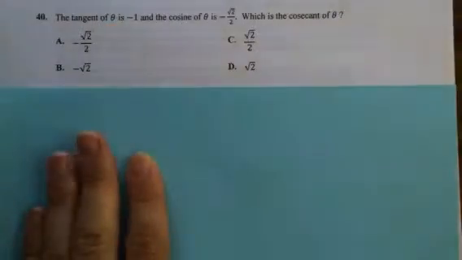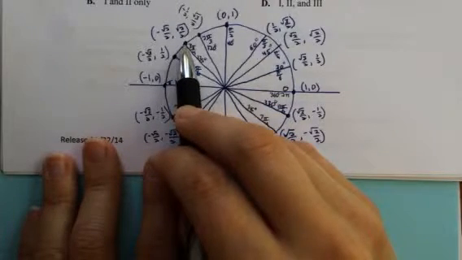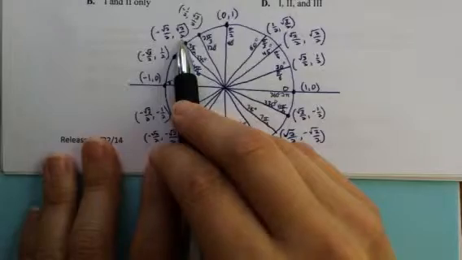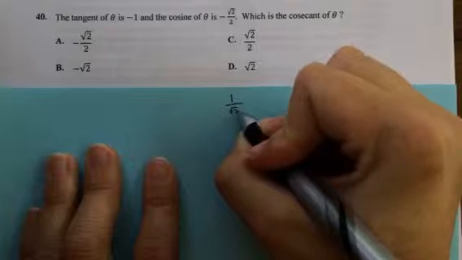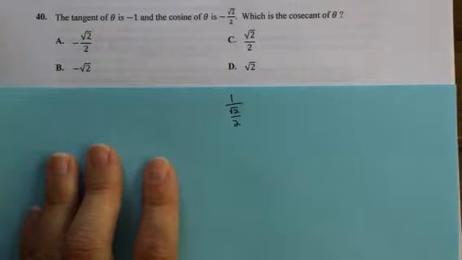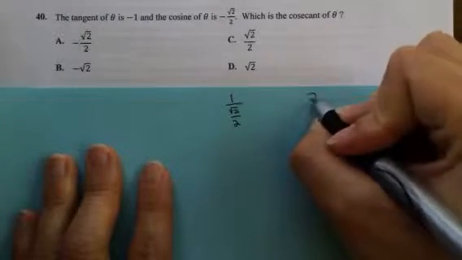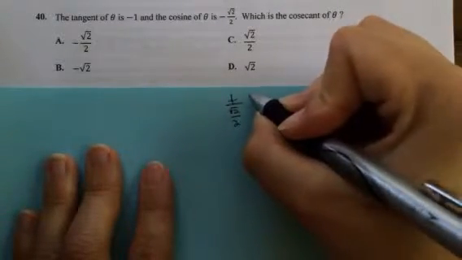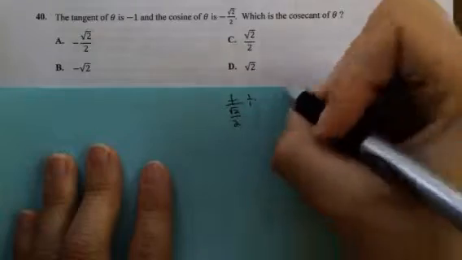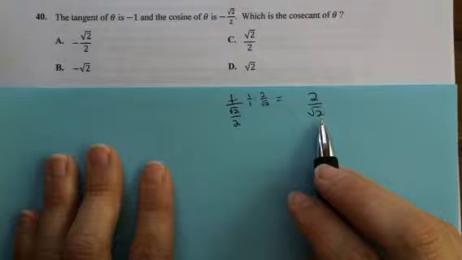It asks for the cosecant of theta. So we remember that the cosecant is 1 over the sine, and the sine is the y, so we need 1 over root 2 over 2. Other people think, oh, it's the flip of the sine or the flip of the y, so they go straight to this 2 over root 2. They just flip it. Either way, this is 1 over 1, and we have to times it by the reciprocal, 2 over root 2, and that's going to give us 2 over root 2.